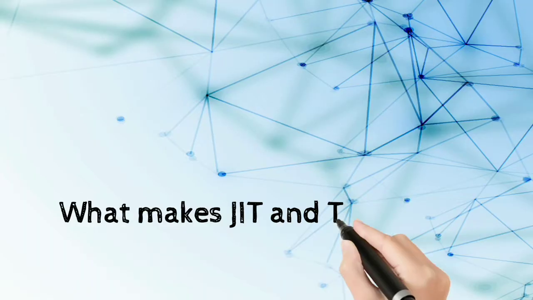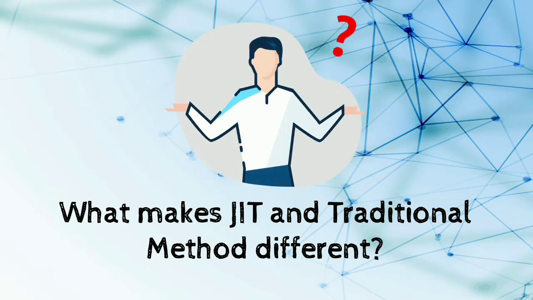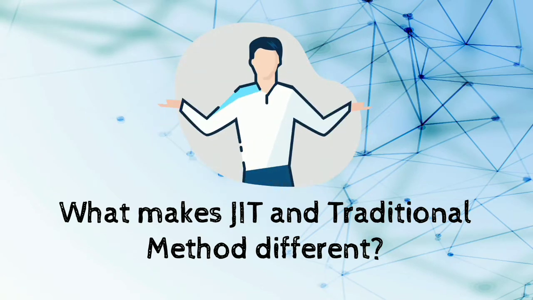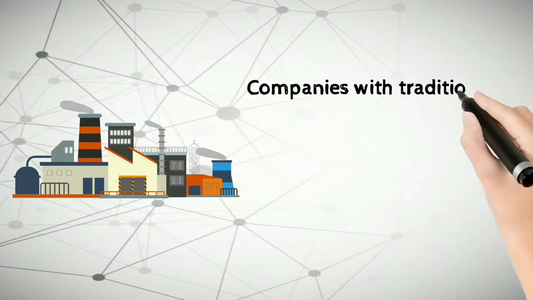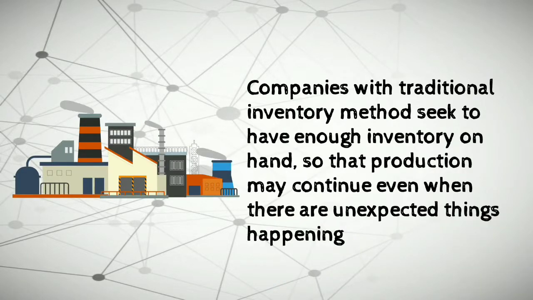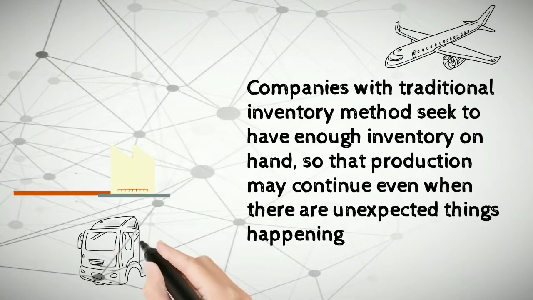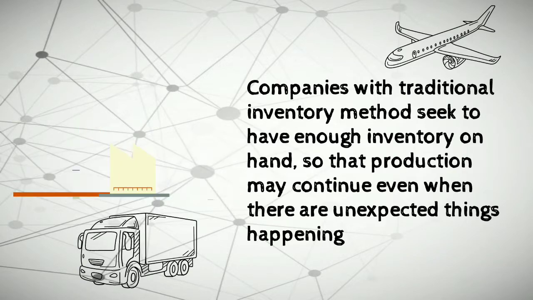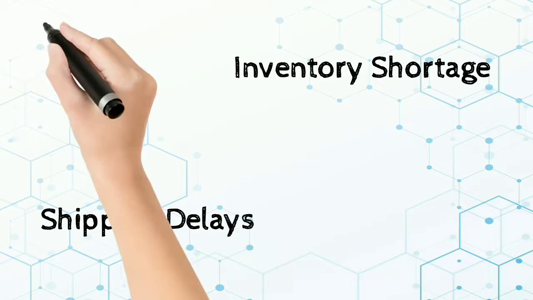Okay, so the next one is what makes it different. In this context, what makes just-in-time manufacturing really different from the conventional or traditional manufacturing system? Companies that apply a traditional inventory system seek to have enough inventory on hand so that their production may continue even when there are unexpected things happening, for instance, an inventory shortage and also shipping delays.